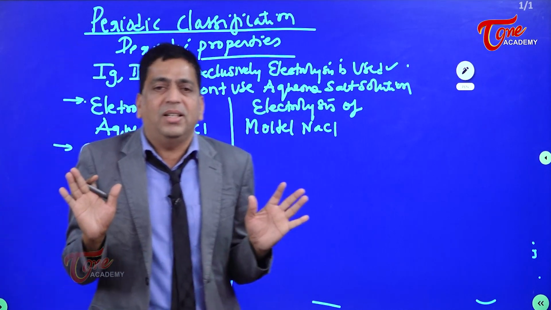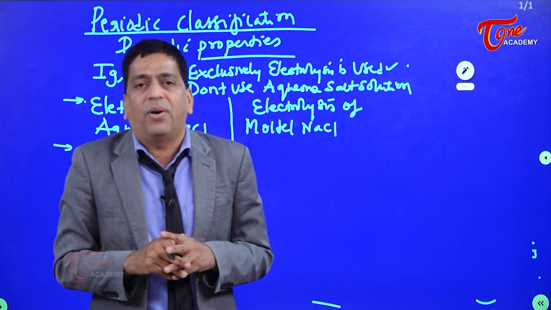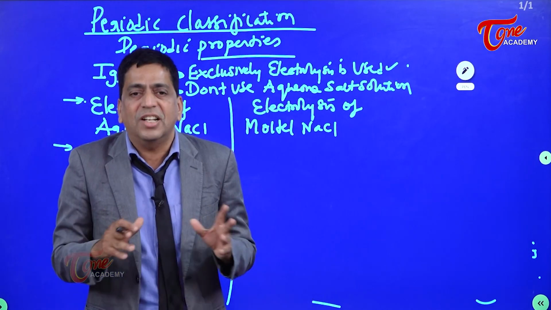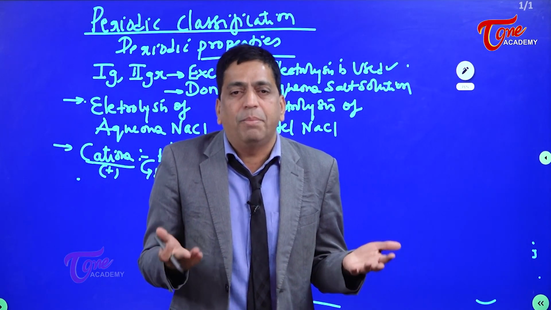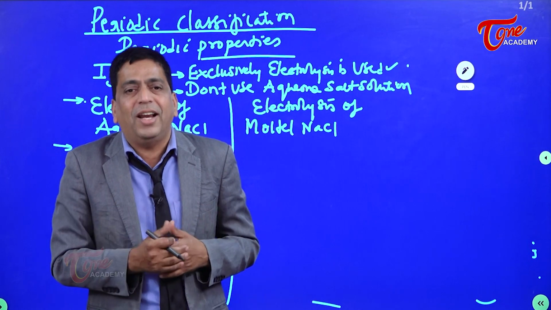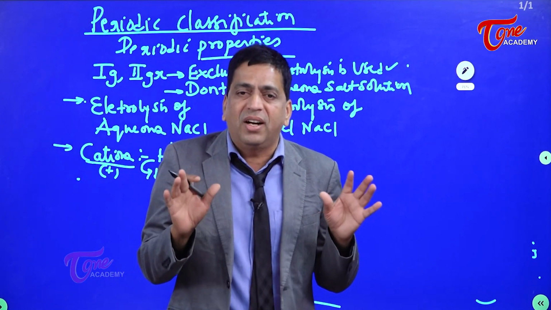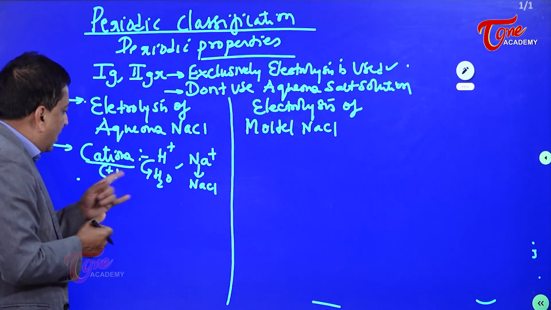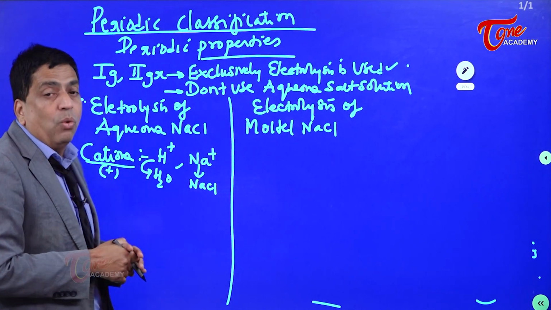Why am I restricting my discussion only to cations? For the simple reason, cations are only formed by metals. Non-metals don't form cations. You must understand, it is only the metals which vomit what? Electrons. So the vomiters of electrons are nothing but metals, and only metals form what? Cations. So we will restrict our discussion only to cations. Now if you see, these are the cations, H plus given by water and Na plus given by what?